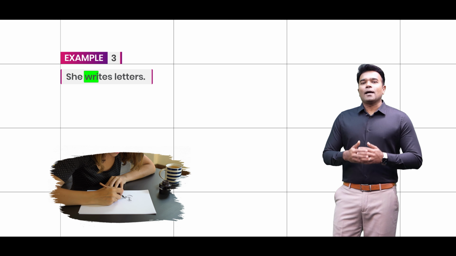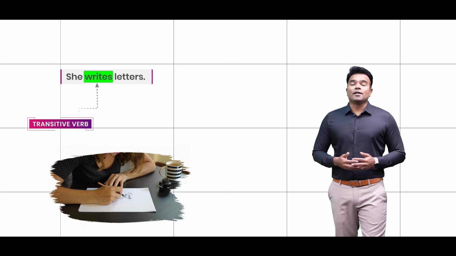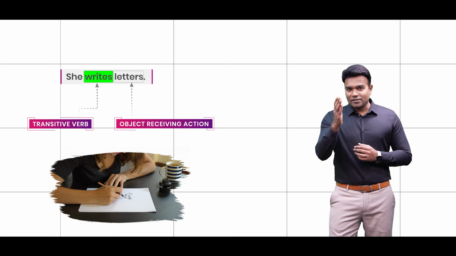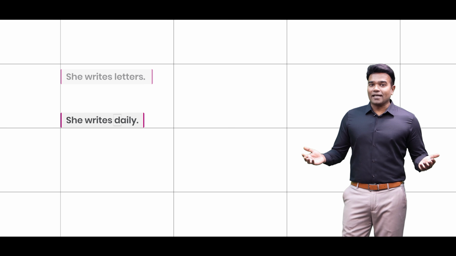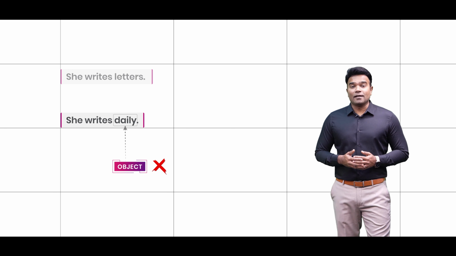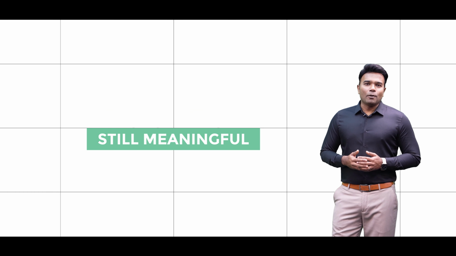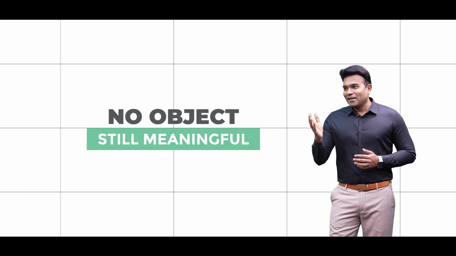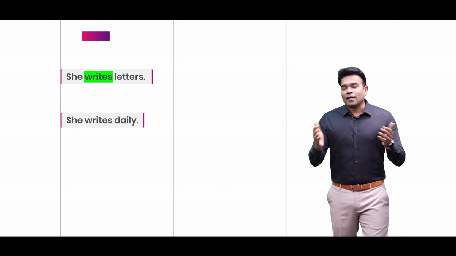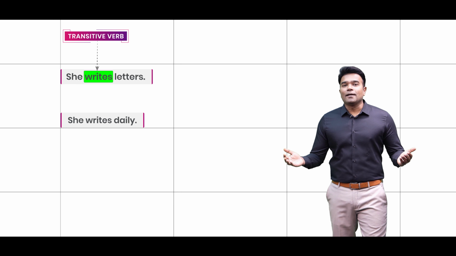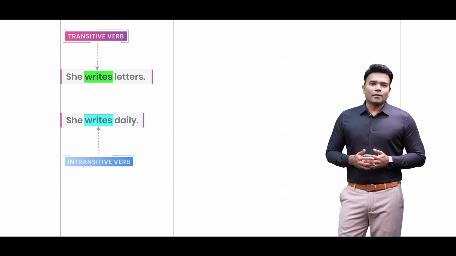Here, you know that writes happens to be a transitive verb because it is transmitting the action of writing to the object, that is the letters. But then, in this sentence, there is no object. Daily, definitely it's not an object, it is an adverb. And the writes here is not demanding an object, and yet the sentence is a meaningful sentence. So, though in the first case, writes happens to be a transitive verb, in the second sentence, writes happens to be an intransitive verb. Hope it is clear.